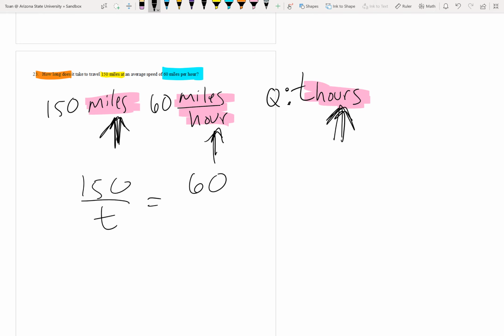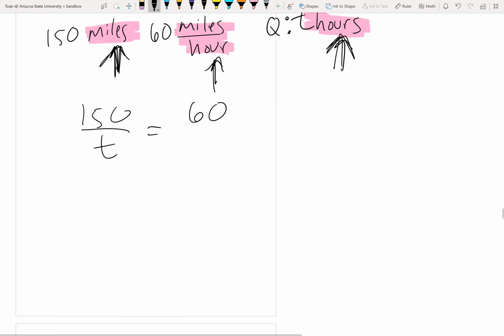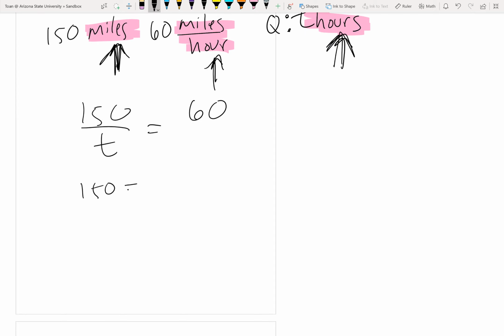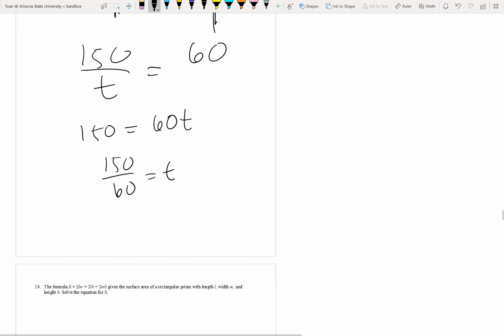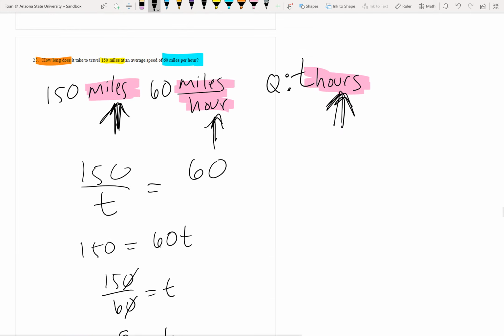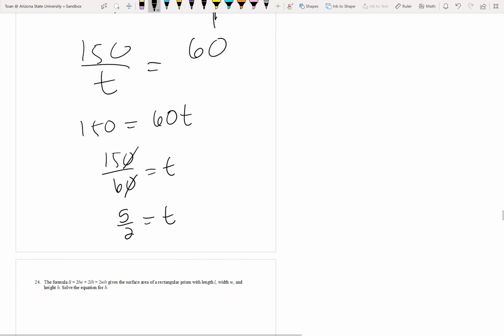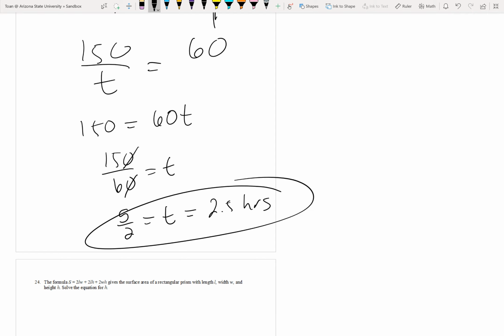And then hopefully this should be a simple equation to solve. Let's multiply both sides by t to get rid of the denominator. 150 equals 60t, and then divide by the 60. So you get 150 over 60 equals t, and then you can reduce that as much as possible. We can cancel out a 0. We can divide out a 3. It gives us 5/2 equals t. Time, again, was in hours. So it's 5 halves hours, which is 2.5 hours. Right? Either way, I would have accepted.